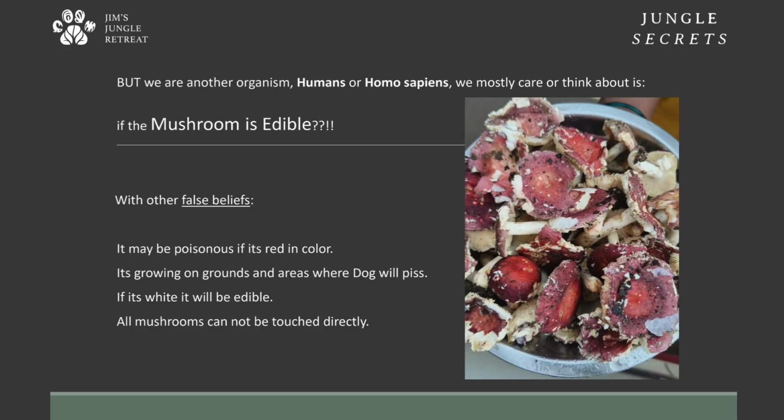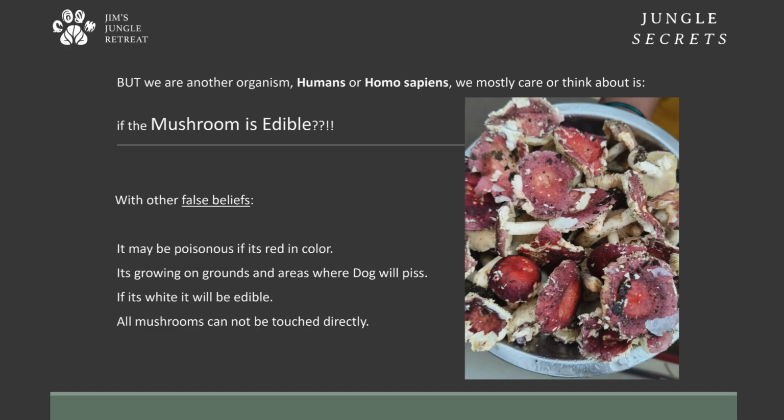There are also false beliefs that all mushrooms cannot be touched directly. I have been working with mushrooms since 2020, and I would have come across a lot of mushroom species. And I've touched all of them, because while you get to know a new organism, it's very critical that you touch it, you feel it, so you understand its texture, and then you can relate to it more when you see it again in the wild, right? And I have been mostly to forests with my bare hands.